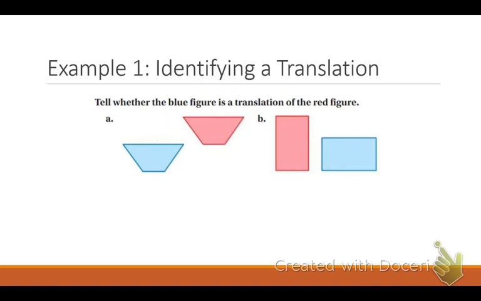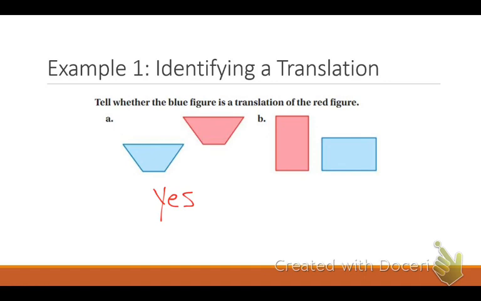Yes. It slid. You can tell by the fact that the short side is on the bottom in both figures. You can tell that it has not turned. It simply moved to the left and down, which is okay. So I would say yes, this is a translation from red to blue.